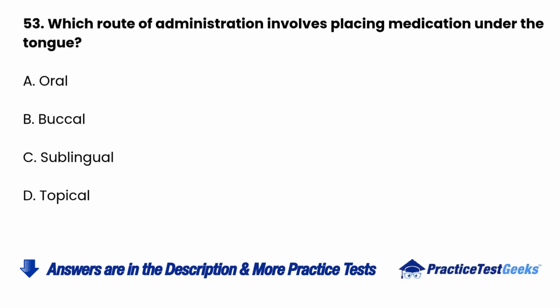53. Which route of administration involves placing medication under the tongue? A. Oral. B. Buccal. C. Sublingual. D. Topical.